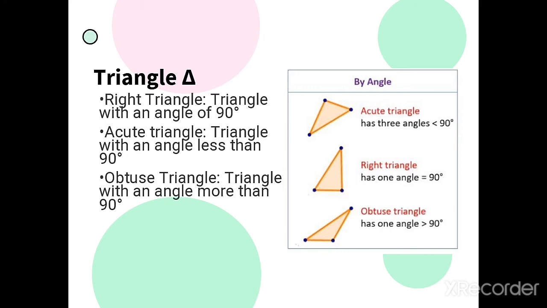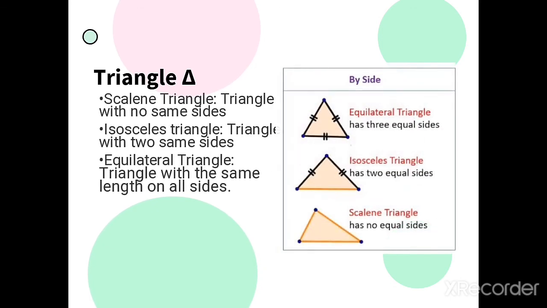Before we end, I will discuss the triangles that differ by angle and that differ by sides. Here we have right triangle, a triangle with an angle of 90 degrees. Acute triangle, a triangle with all angles less than 90 degrees. Obtuse triangle, a triangle with an angle more than 90 degrees. Here on the next slide are triangles that differ by side. The scalene triangle, a triangle with no same sides. Isosceles triangle, a triangle with two same sides. And equilateral triangle, a triangle with the same length on all sides.